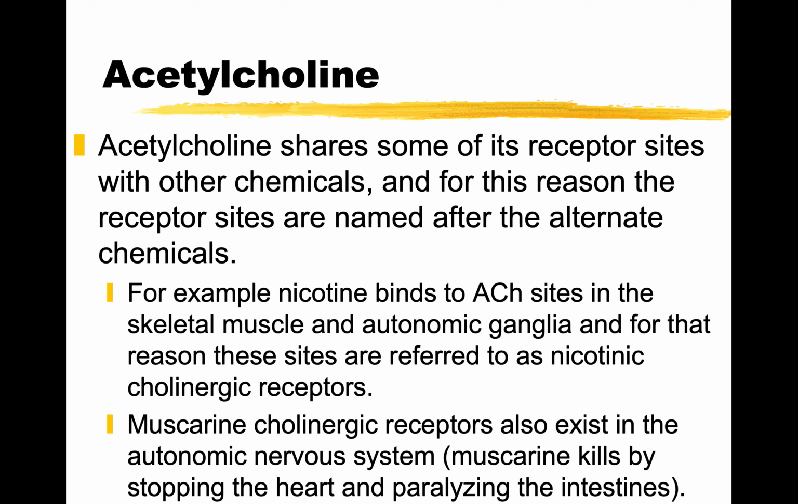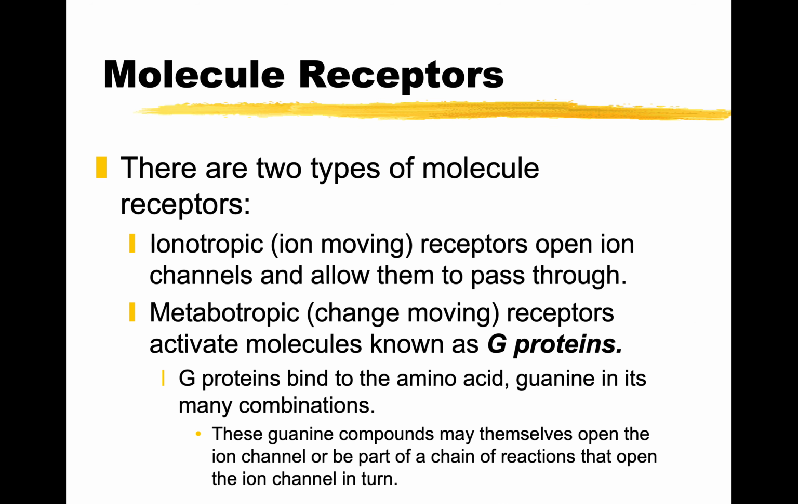Acetylcholine shares some of its receptor sites with other chemicals, and for this reason, the receptor sites are named after the alternate chemicals. For example, nicotine binds to acetylcholine sites in the skeletal muscle and autonomic ganglia, and for that reason, these sites are referred to as nicotinic cholinergic receptors. Muscarine cholinergic receptors also exist in the autonomic nervous system. Muscarine kills by stopping the heart and paralyzing the intestines.